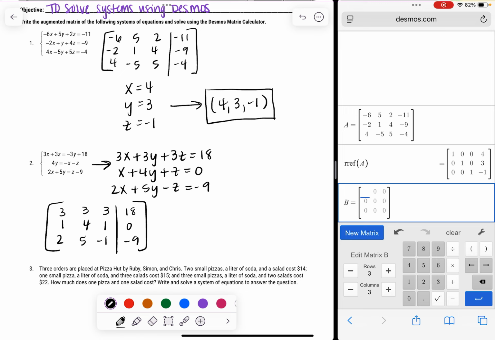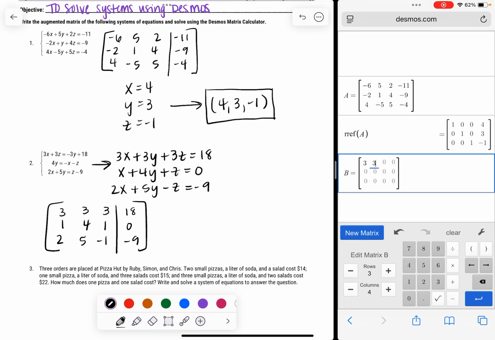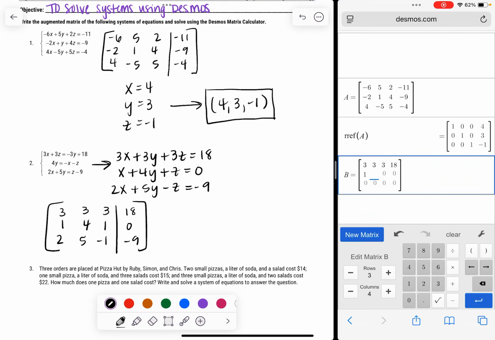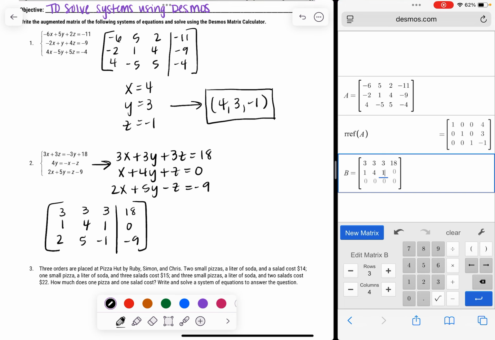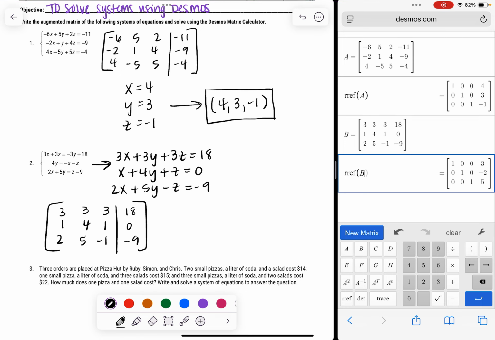And this one still has 3 rows, 4 columns. I'm going to type in 3. Oops, I wanted to see if it was going to let me hit enter. It didn't. So I'm going to just have to click each one. 3, 3, 3, 18. And then we have 1, 4, 1, 0. And then 2, 5, -1, and -9. Enter. And then I'm going to go RREF B.